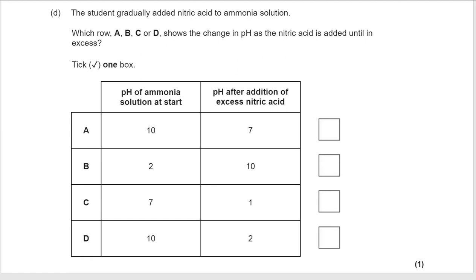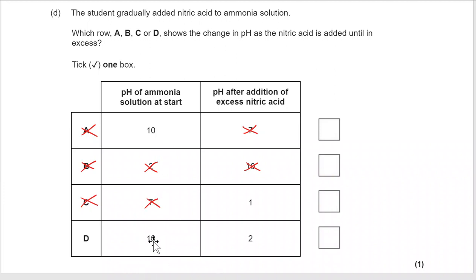On to part C, and we have got nitric acid being added to ammonia solution. Which row shows the change in pH as nitric acid is added until in excess? So the pH of ammonia at the start, we can immediately disregard pH of 2 because that would be a strong acid, and pH of 7 because it's neutral. Ammonia is a weak base. We can also look on the other side, and after an excess of nitric acid, we are going to have a pH below 7. So we can get rid of 7 and 10. So the only answer we have left out of all of the options is D.